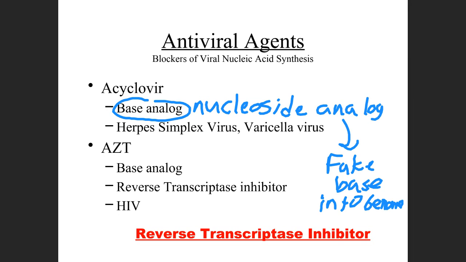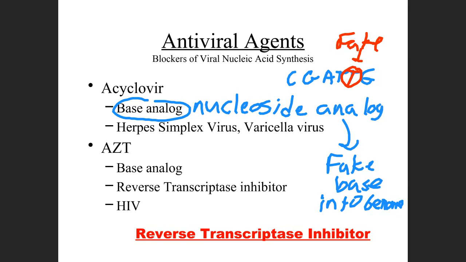For example, let's say that a virus's genome has C, G, A, T, T, G, and I want to inhibit the replication of this virus. I can give an antiviral agent that takes this T and replaces it with a fake T. It's a thymine, but it's not a real thymine. It's a synthetic fake thymine.